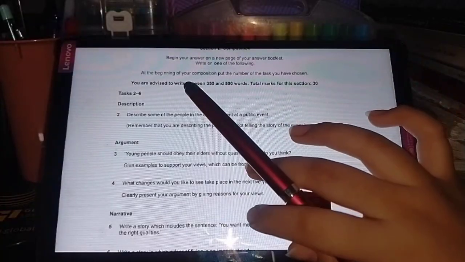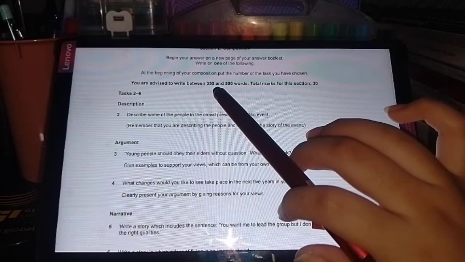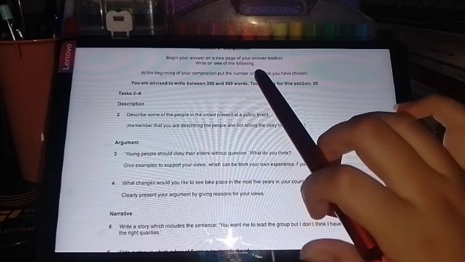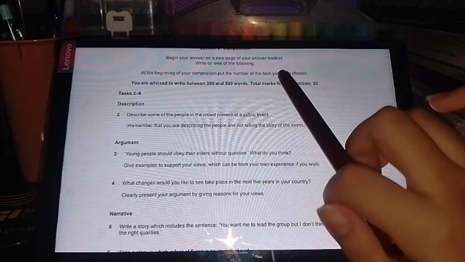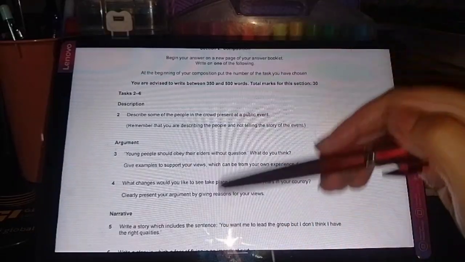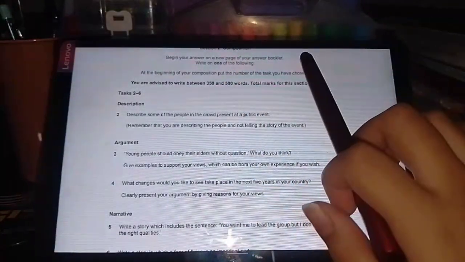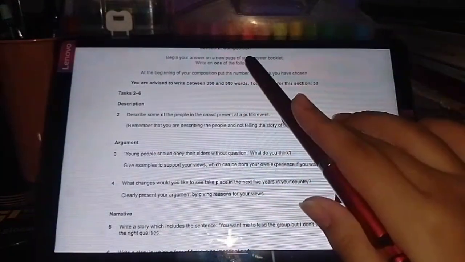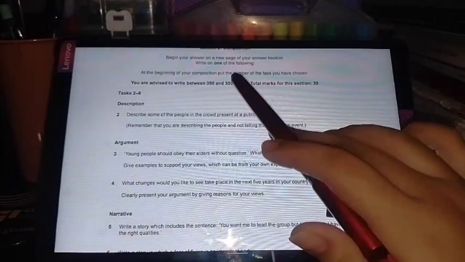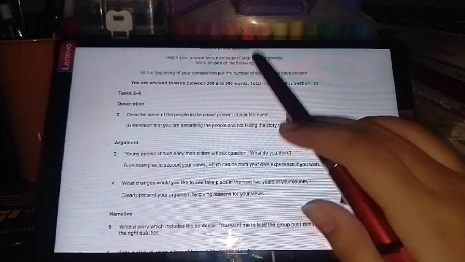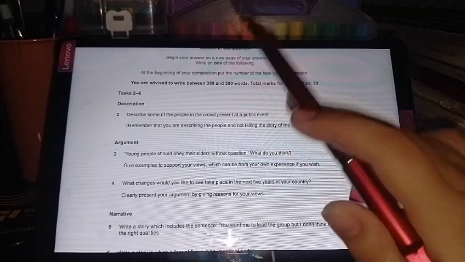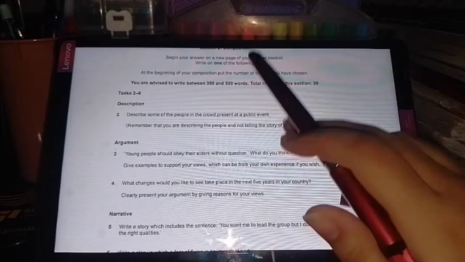You're advised to write between 350 to 500 words. Total marks for the session is 30, whichever one you choose. The word limit should be 350 to 500. You have to complete that word limit. It's a must, or else your marks are going to be deducted.